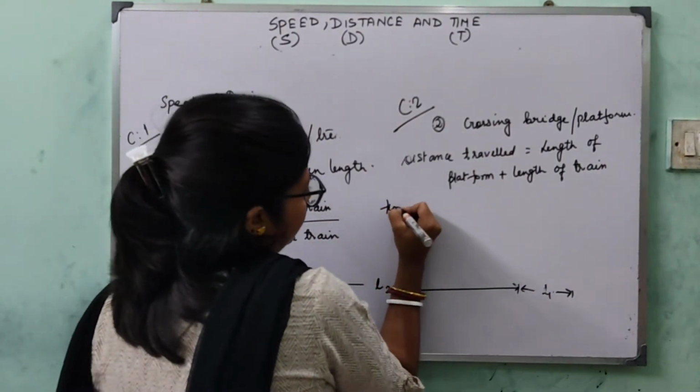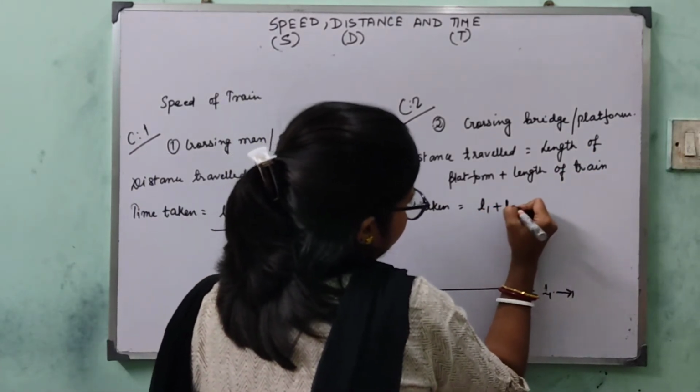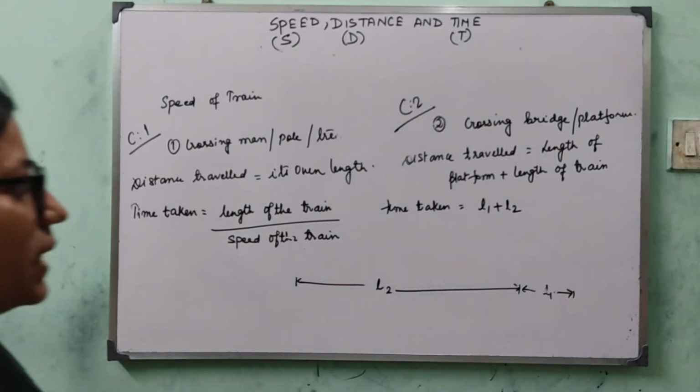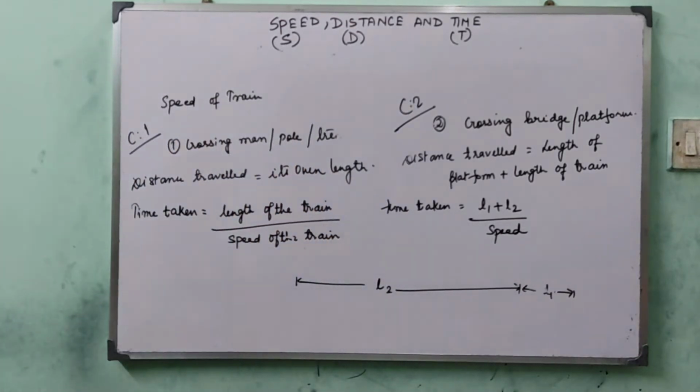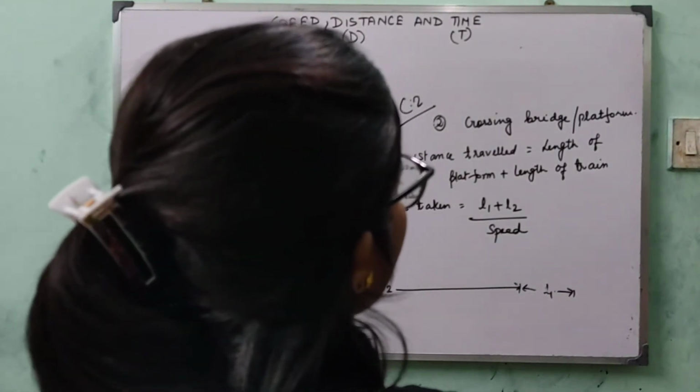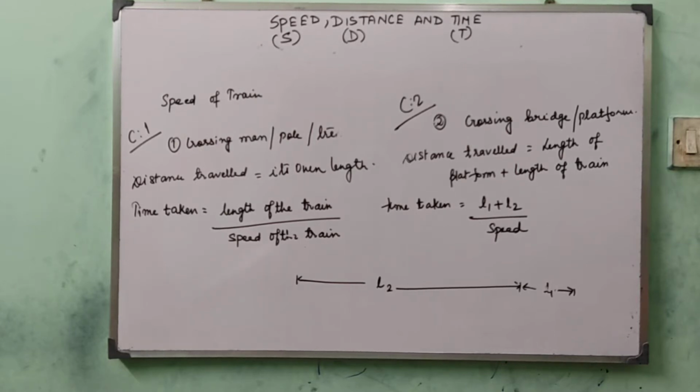And the time taken will be what? Suppose I tell this as L1 plus L2, that is the length of the platform plus the length of the train, by the speed. So what is the time taken? I repeat: first you find the distance traveled by the train to cover the platform. The train covers a distance equal to the sum of the lengths of the platform and its own length. Then the time taken to cross the platform will be the length of the train plus the length of the platform, by the speed of the train.